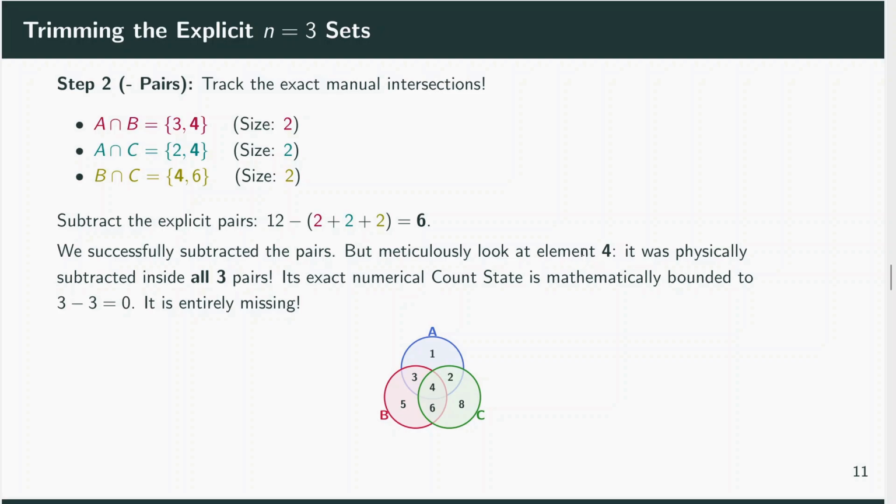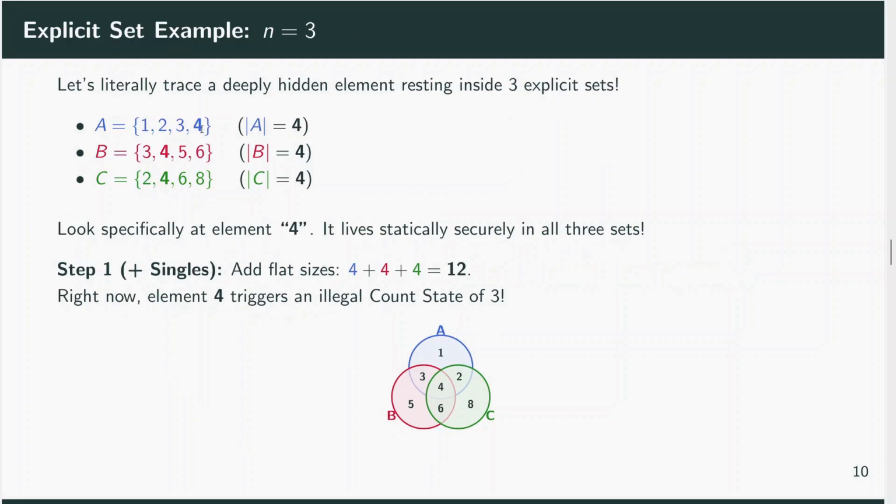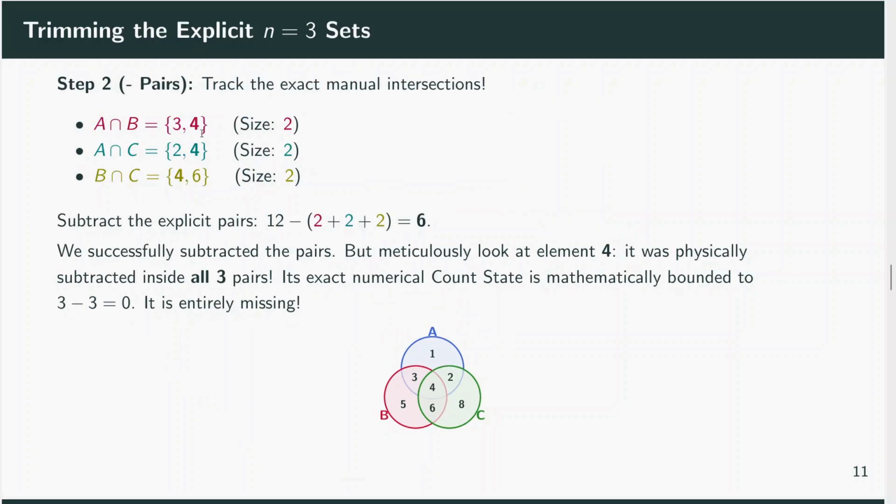Let us trace it very carefully through each of those three subtractions. When we subtract the size of A intersect B, which is the set containing 3 and 4, the element 4 is inside that intersection, so 4 gets subtracted. Its count state drops from 3 to 2. When we subtract the size of A intersect C, which is the set containing 2 and 4, the element 4 is inside that intersection as well. 4 gets subtracted again. Its count state drops from 2 to 1.